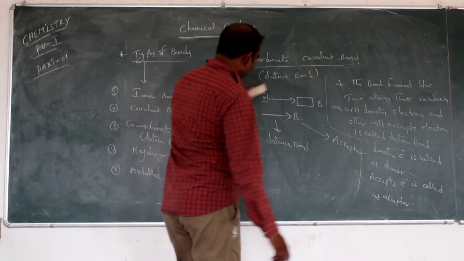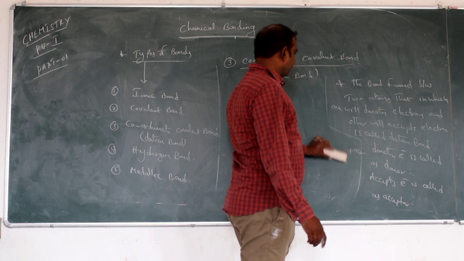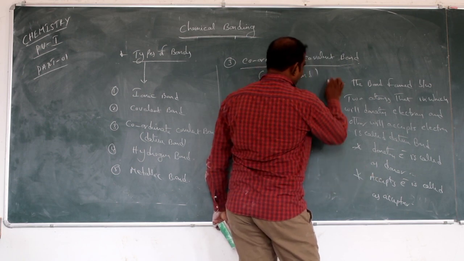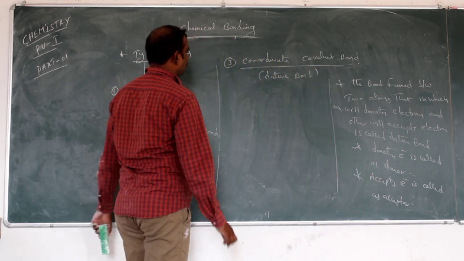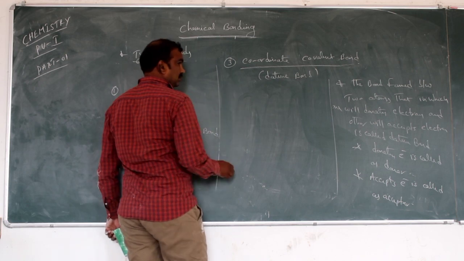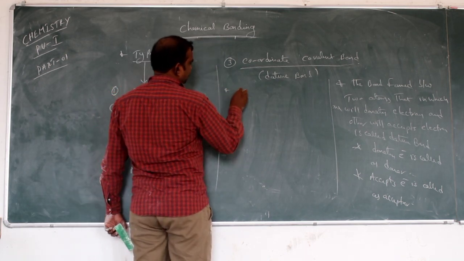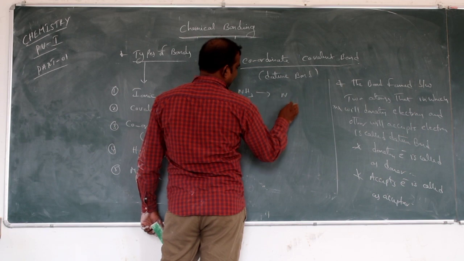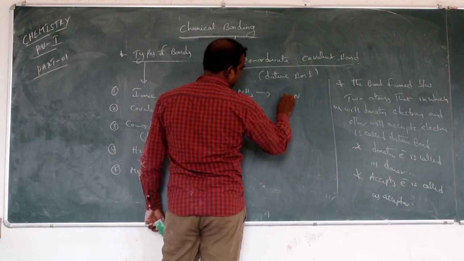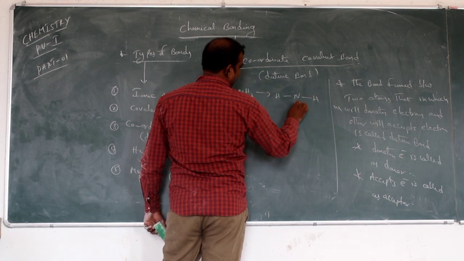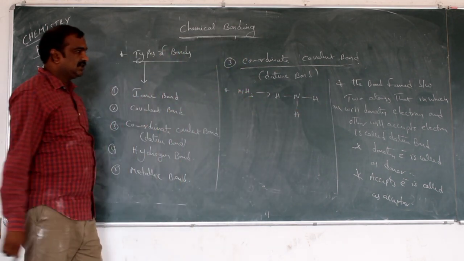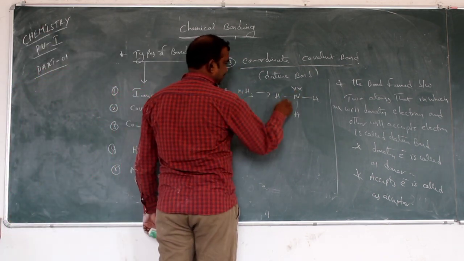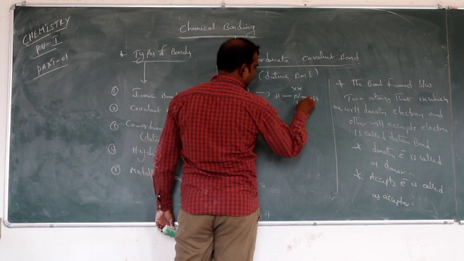See here, the example of a coordinate covalent bond: NH3. How is NH3 formed? N makes bonds with three hydrogen atoms, and one donor is there. So these bonds are formed by sharing of electrons.